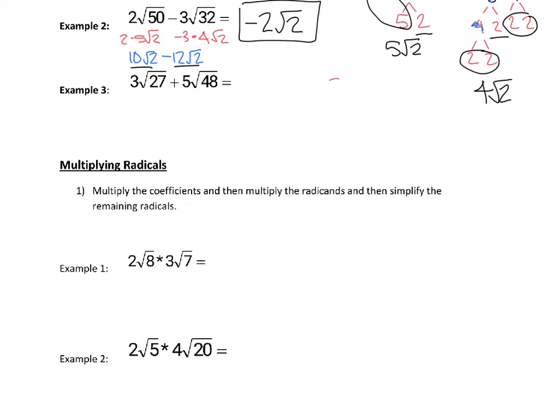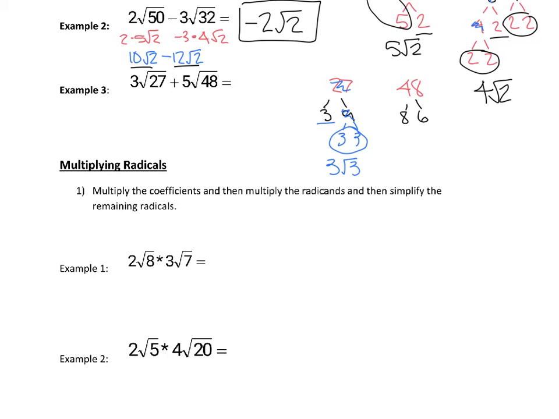Looking at 27 and 48. So let's make our factor tree. Two numbers multiply to 27, 9 and 3. 3 doesn't break down any further, but 9 does. So 3 times 3. Squiggle you out, squiggle you out. I have a pair of 3, and then 3 left over, so that gives me 3 square root of 3.